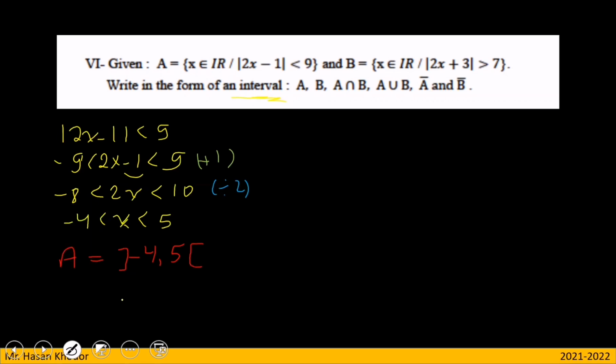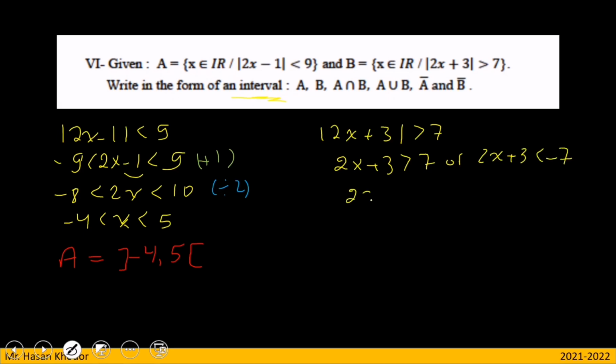Move now to set B. In set B, we also have an inequality containing an absolute value, but this time it is greater than a positive number. So we write it like this: A greater than B, or A less than minus B. So this is 2x greater than 4, x greater than 2, or 2x less than minus 10, x less than minus 5.